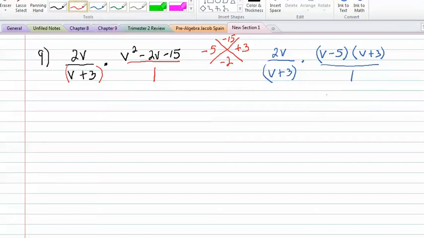Can we cross cancel now these two terms? So my final answer is I'm going to have the 2v parentheses v minus 5. At the bottom I just have the 1 left, so I don't need to write it, and that would be my answer for number 9. Okay, last one is number 10.